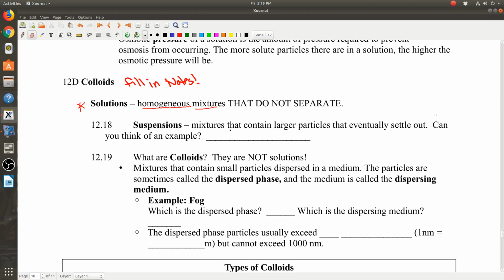Class, this is a video about colloids. I need you to pull out your notes, where you need to make sure you fill in your notes. You need to be very careful about doing that. We're going to review just a little bit of vocabulary.